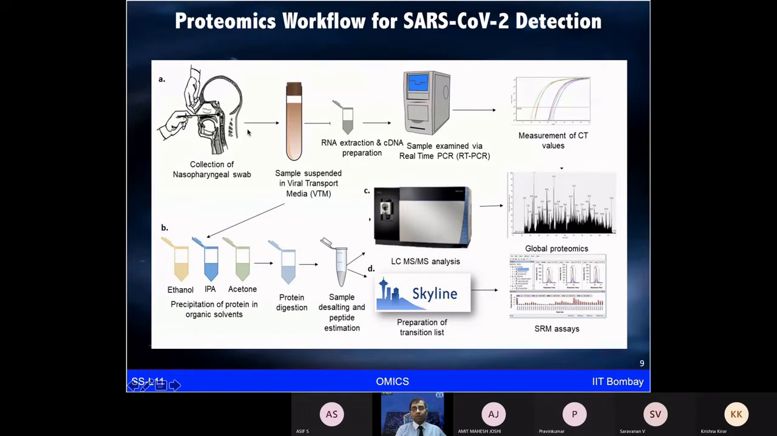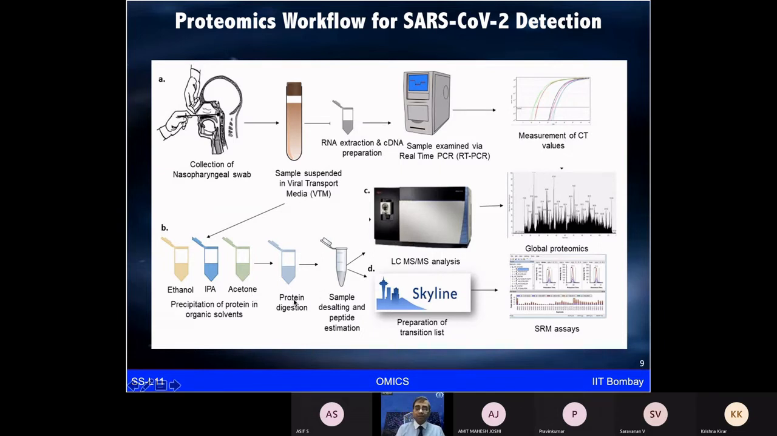As I mentioned, the nasopharyngeal swab is collected by clinicians in the clinical settings of our hospitals. Samples are collected in the VTM, viral transport media. They do the RNA extraction, cDNA preparation, and the real-time PCR test, which tells patients whether they are positive or negative for COVID. We also took the leftover VTM samples and precipitated them with different types of organic solvents like ethanol, isopropanol, and acetone, to precipitate the protein.